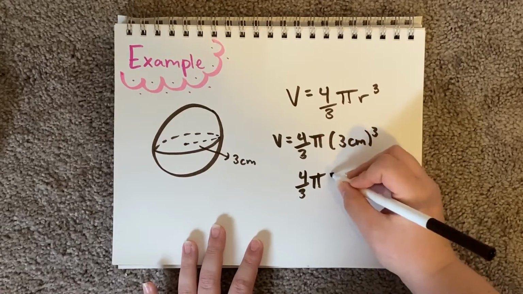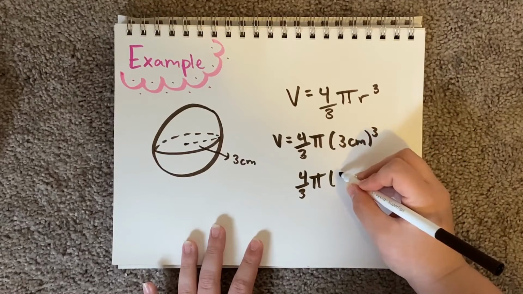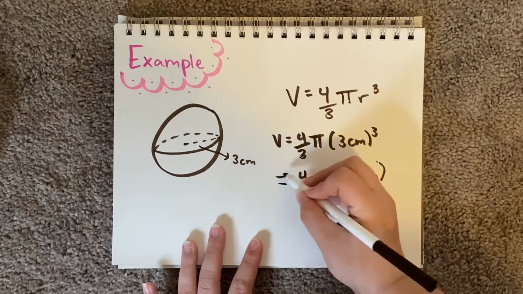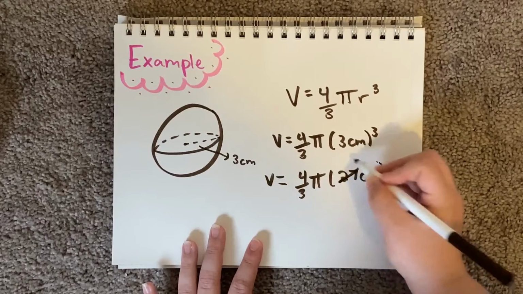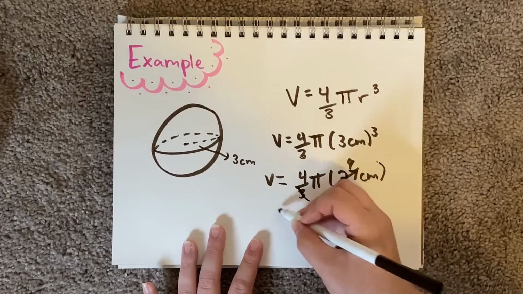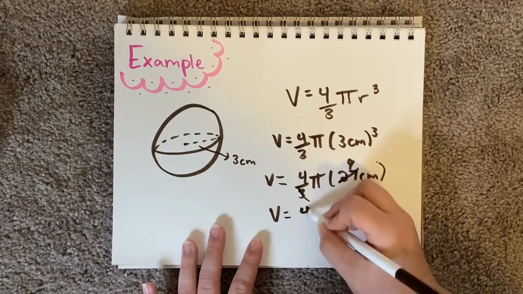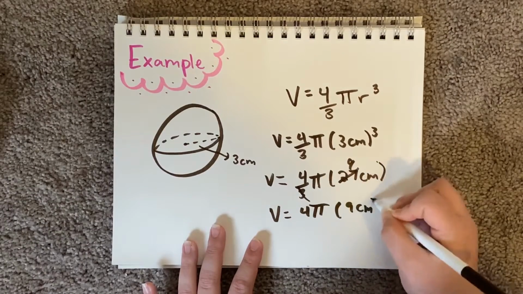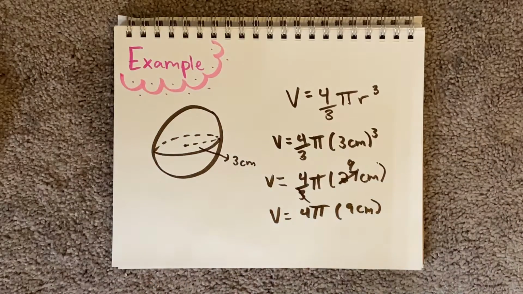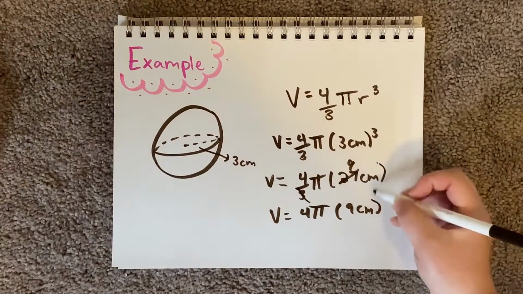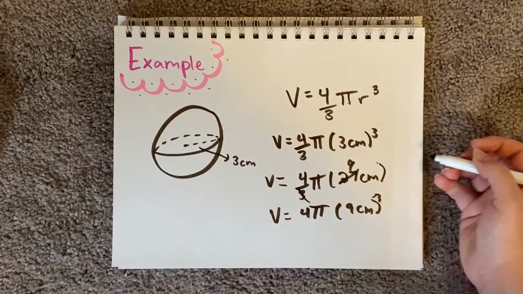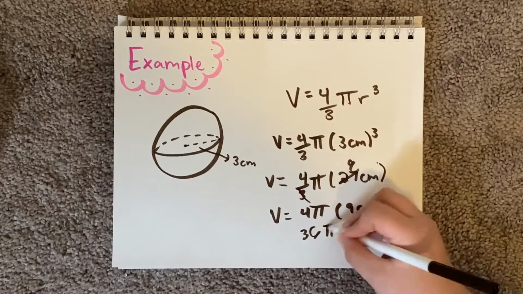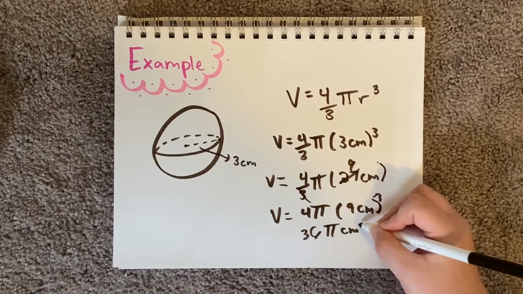So we have 4/3 times pi times 27 centimeters. And we can say that 3 will go into 27 9 times. So we can get rid of our 3, which would be volume equals 4 times pi times 9 centimeters. And again, we can go ahead and do more math and say that 4 times 9 is going to be 36 pi centimeters cubed.